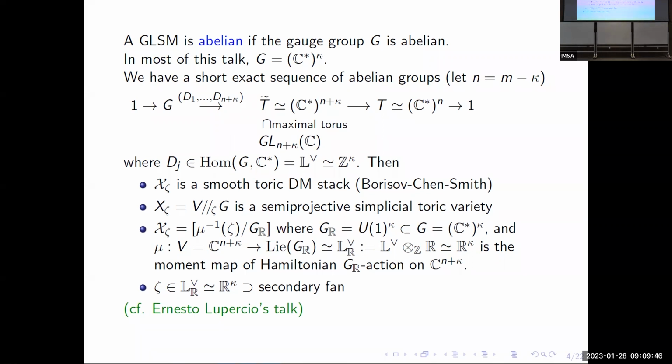Then the stability condition zeta can be in R^kappa, like it can be real. And then the space of stability conditions, the chambers in stability conditions, are the top dimensional cones of the secondary fan.